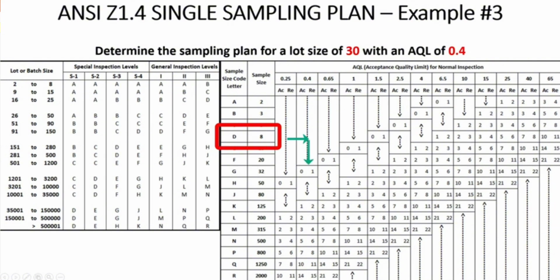So the way this downward arrow works, again, is we come all the way down to sample size code letter G, meaning that we have to sample 32 pieces. Now remember, our original population size is simply just 30, meaning we have to test every piece in this lot. And we only accept the lot if we find 0 defects, and we reject the lot if we find 1 defect or more. All right, does that make sense?